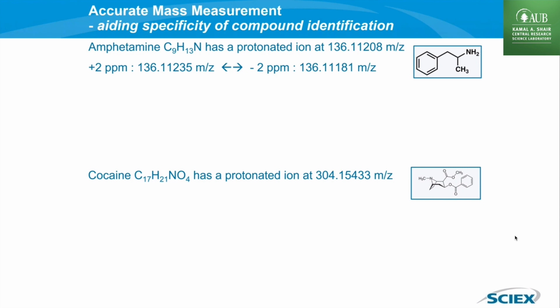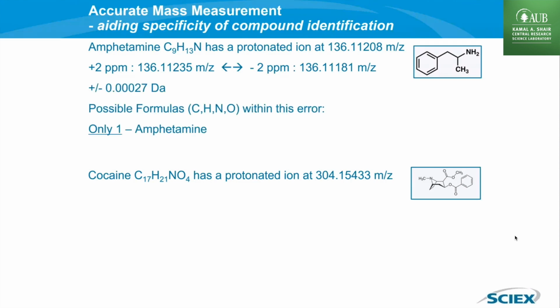So plus 2 ppm and minus 2 ppm, that's the mass range that your instrument could be within and the data still be considered good. So that is a difference of 0.00027 Daltons. Now, if we look at all of the formulas made up of CHNO with this error from the original mass that we got, 136.11208, there is then only one formula, which is amphetamine.